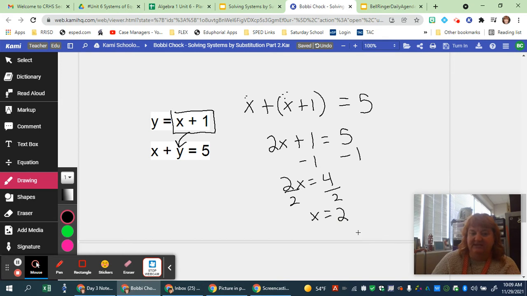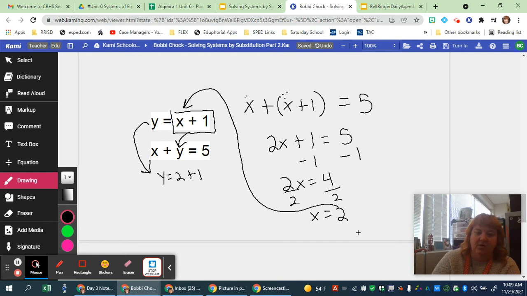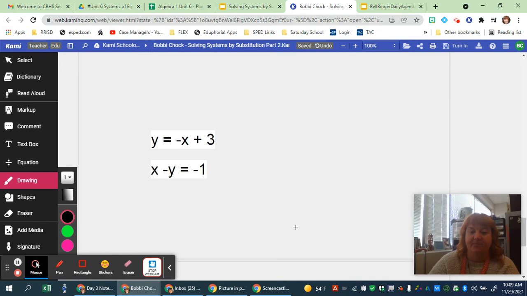I know what this x equals. Let me go plug it in. I'm going to go plug it in right here. y equals 2 plus 1. That's what I did right there. y equals 3. So my point is 2, 3. That's my answer. Okay, let's go to the next one.